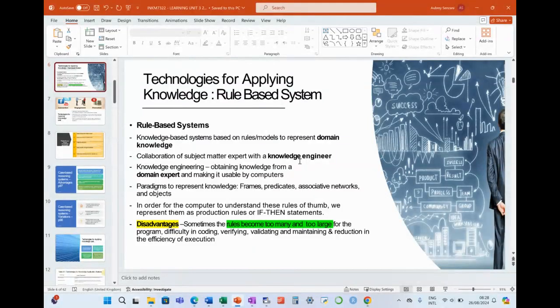So in order to use the rule-based system, we use if statements. Here they're calling them if-then statements, okay? And we have knowledge engineers. These are the people who have the knowledge, who are the experts, and they will provide the necessary knowledge. Knowledge engineering: obtaining knowledge from a domain expert and making it usable by computers. By making it usable for computers, everybody can just log into their computer and try to figure out what they must do in this particular scenario, okay?